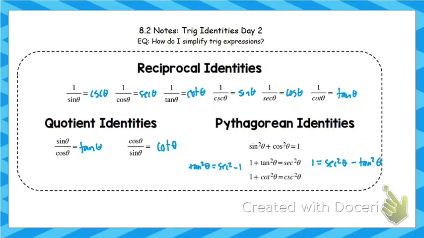Same thing on the bottom one. I could subtract cotangent squared from each side, or I could subtract 1 from each side. So these are the different ways that you could write these expressions. Again, you'll only be given these 3, but you need to be able to rewrite them in the forms of the other ones. All right, so let's look at some examples.